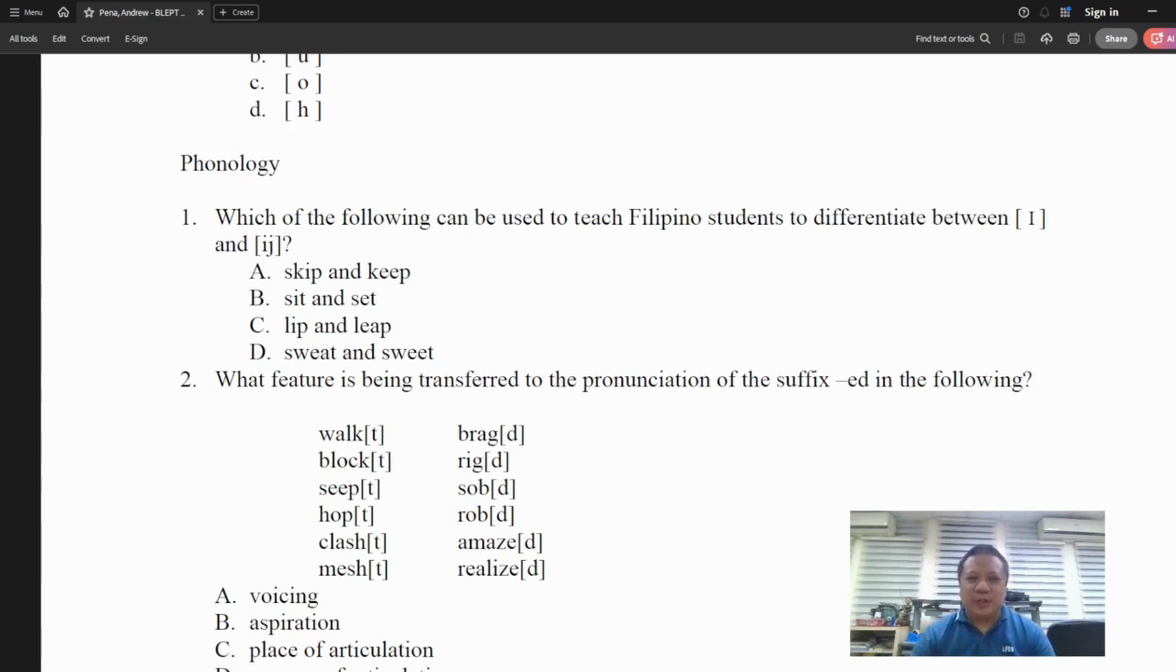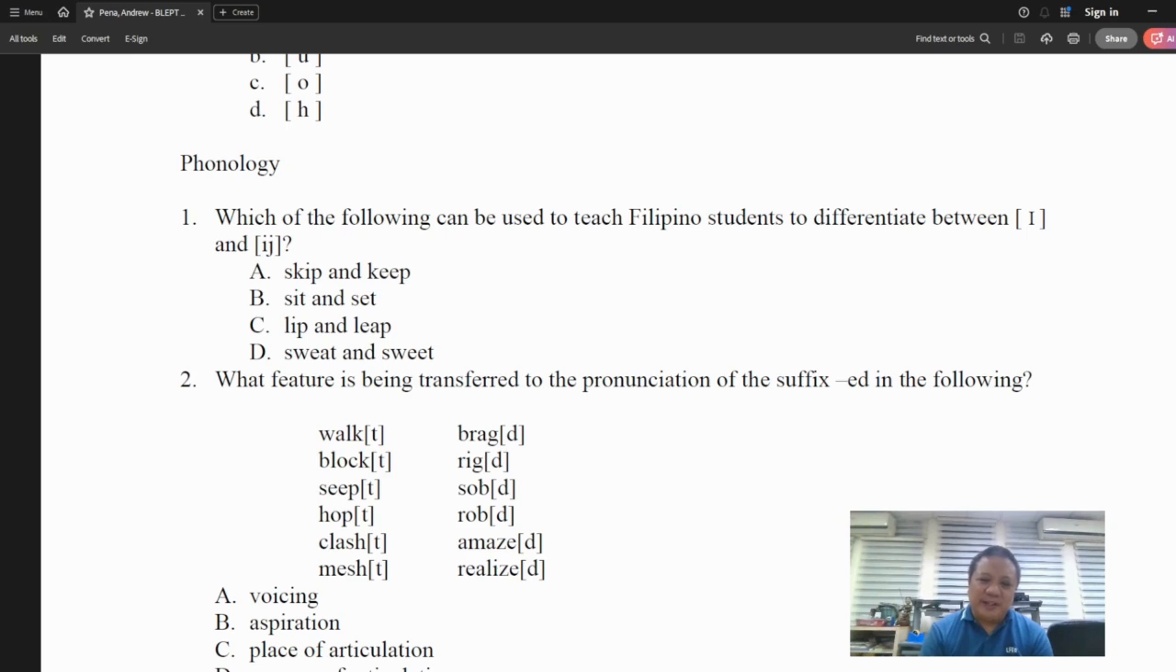Let's now go to phonology. Number one, which of the following can be used to teach Filipino students to differentiate between E and E? For doing that, we need to have minimal pairs where the difference has only to do with one place. A, skip and keep. B, sit and set. C, lip and leap. D, sweat and sweet. So A, skip and keep, they're not minimal pairs. So it's not the one that we can use.